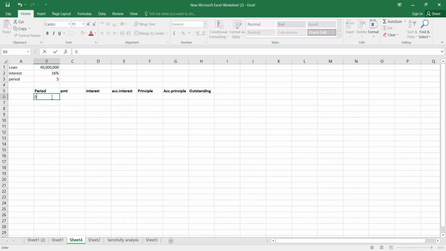Now we shall have the period from 0, 1, then to 5 years. So we shall have our PMT, an inbuilt formula called PMT, and then we take the rate. We fix it. Then we take the NPER. We also fix it. Then we take our payment value as a negative. We also fix it.